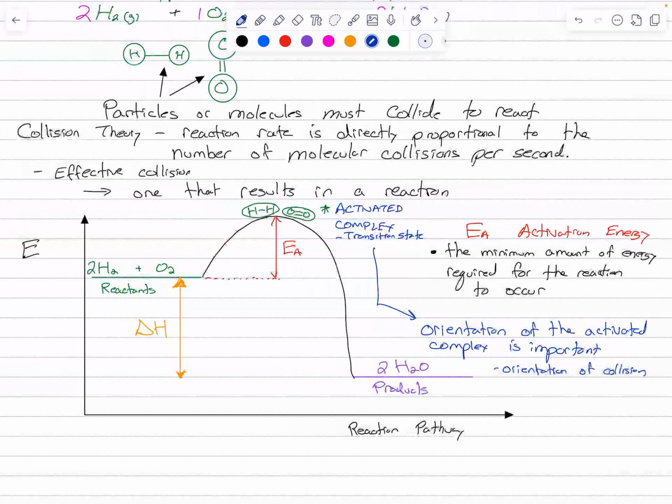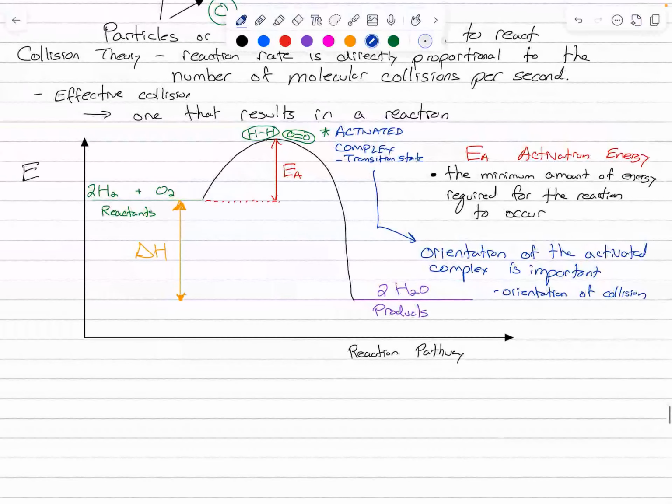No matter what, H and O are touching when hydrogen and oxygen meet. In propane, it's not as important. But when we get to bigger molecules, especially biological molecules, orientation becomes hugely important. Smaller molecules and atoms, orientation is not important because no matter what, the orientation is kind of correct.